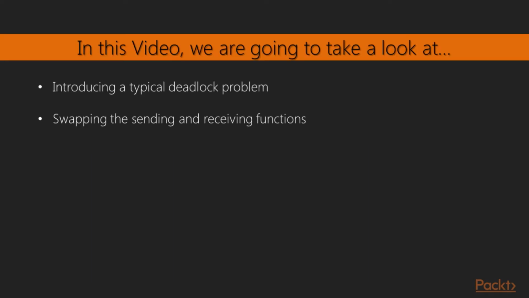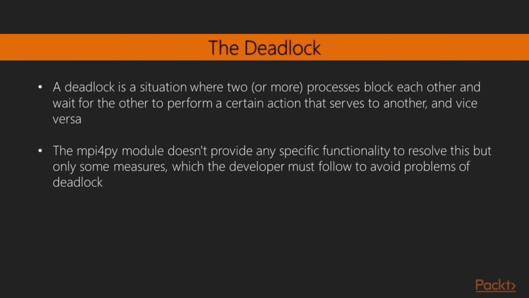In this video, we'll first introduce a typical deadlock problem, and then run a solution that allows us to avoid deadlocks by swapping the sending and receiving functions so as to make them asymmetrical. A common problem we face is that of the deadlock. This is a situation where two or more processes block each other and wait for the other to perform a certain action that serves the other, and vice versa. The MPI4PY module doesn't provide any specific functionality to resolve this, but only some measures, which the developer must follow to avoid problems of deadlock.